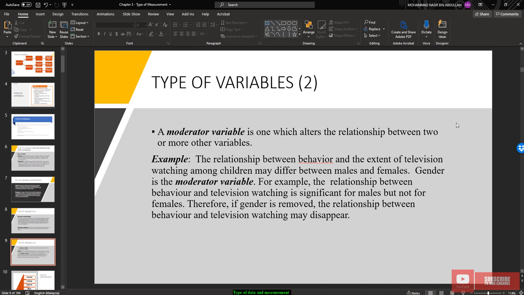Another example, the relationship between behavior and television watching is significant for males but not for females. Therefore, if gender is removed, the relationship between behavior and television watching may disappear.